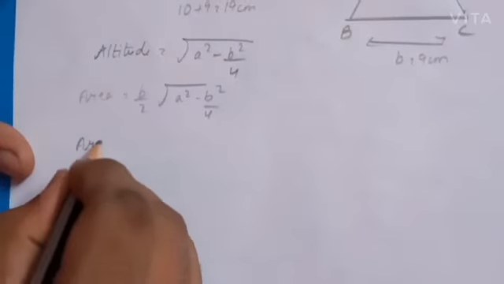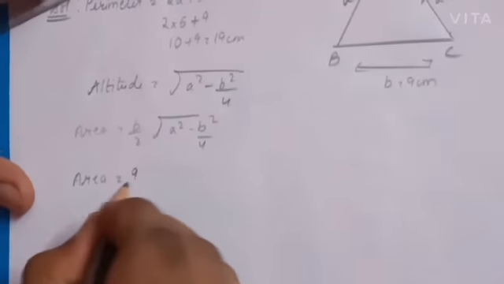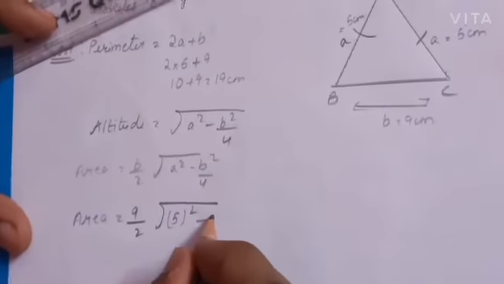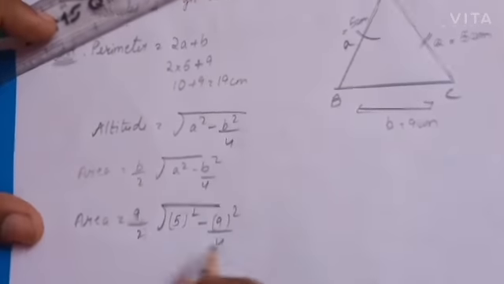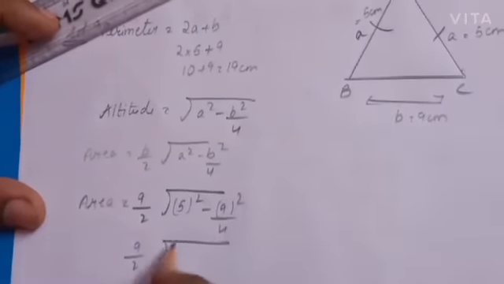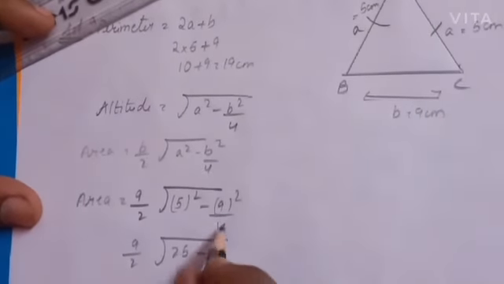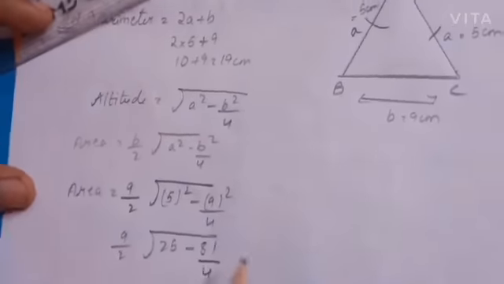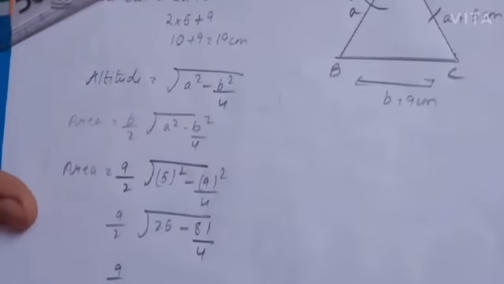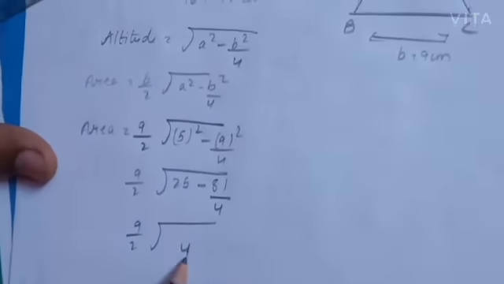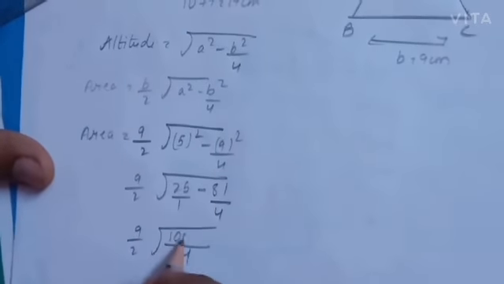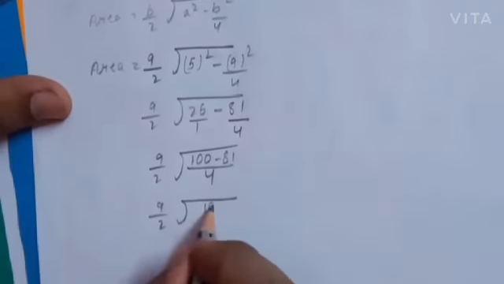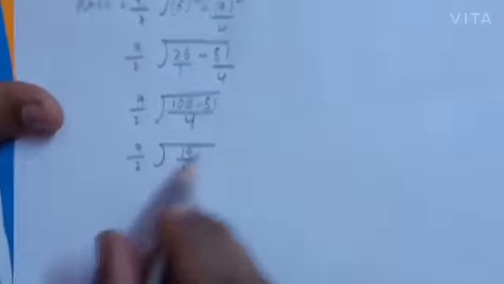So area is equal to b by 2. What is b here? 9 by 2 root over, what is a square? 5 the whole square minus, what is b? 9 the whole square by 4. So 9 by 2 root over 25 minus 81 by 4. This 4 doesn't belong to 25. So now take the LCM: 9 by 2 root over 4 is the LCM, so 100 minus 81. So 9 by 2 root over 19 by 4. If you substitute this value, you would get the area.